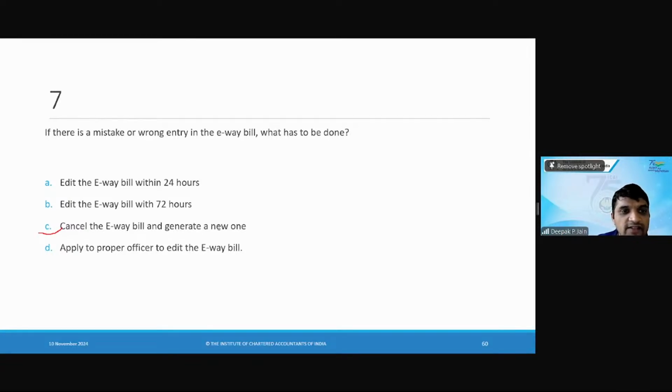You have to cancel the e-way bill and generate a new one. Why? If there is a mistake in the e-way bill, you have no option to edit. Like how we don't have an option to edit in the returns, in the e-way bill also there is no option to edit. So you have an option to cancel it, that too within a specified time. Within a specified time, you have to cancel it and generate a new e-way bill.